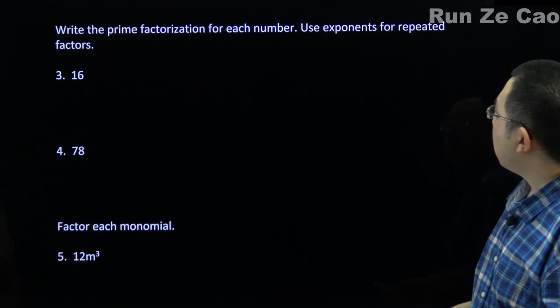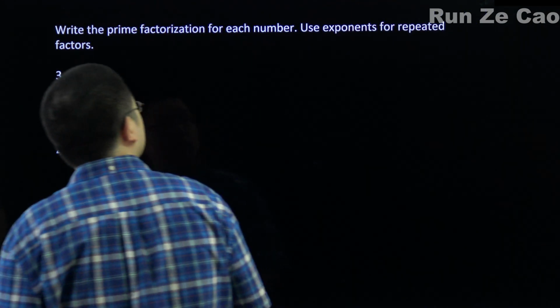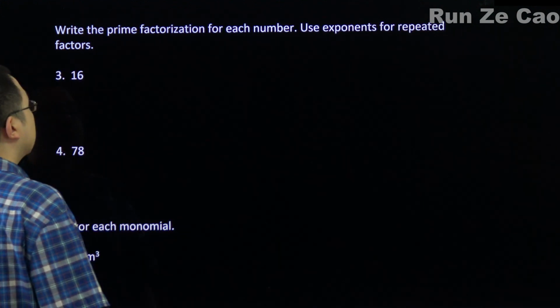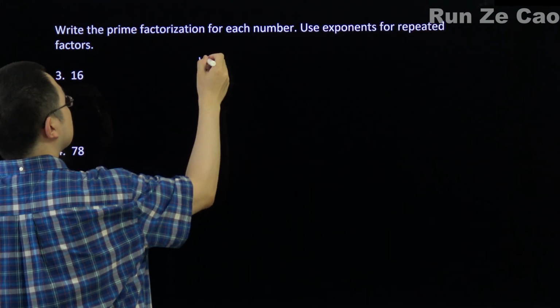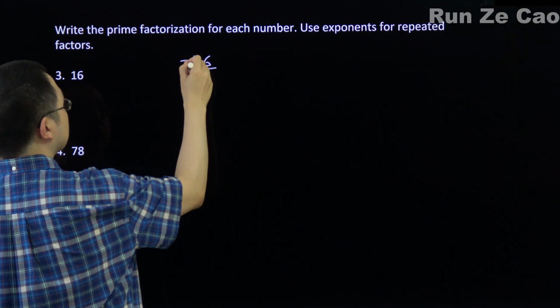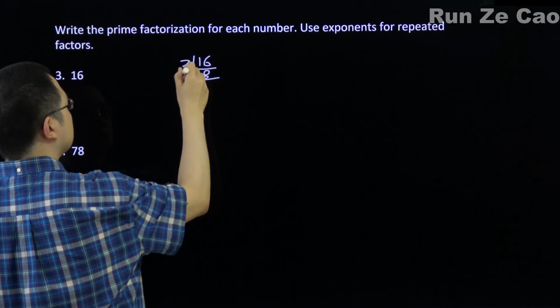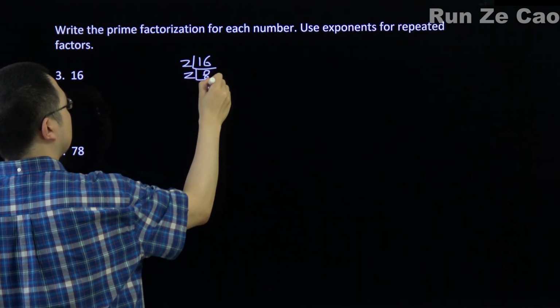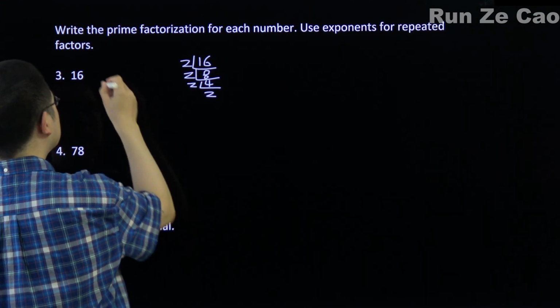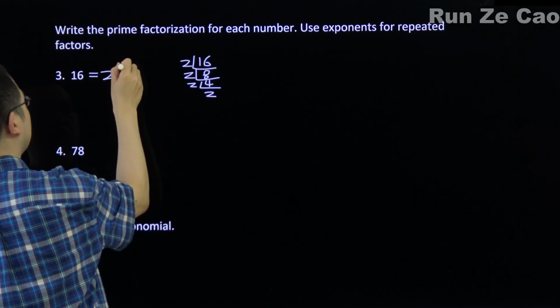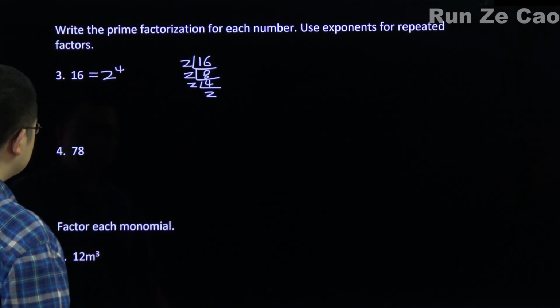Okay, write the prime factorization for each number. Use exponents for repeated factors. Well, 16, you see that it's divisible by 2 first. So we end up with 8, 4, 2, and 2. 16 is equal to 2 to the 4th power.